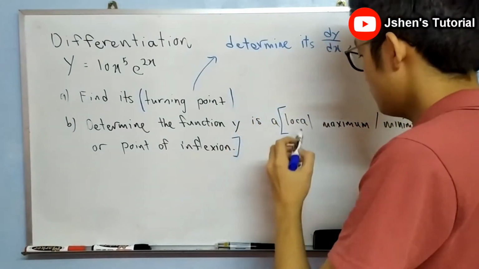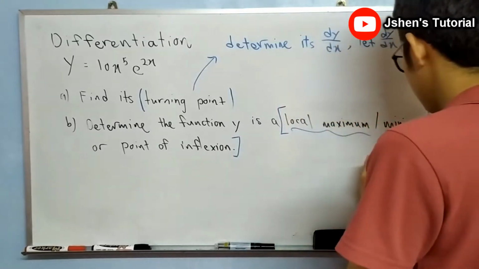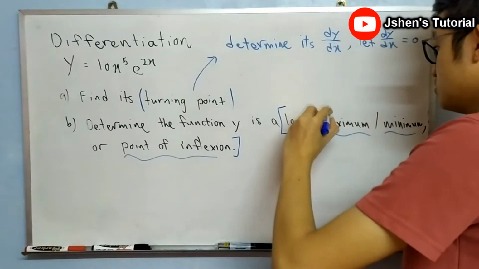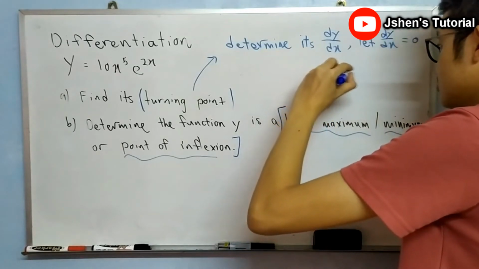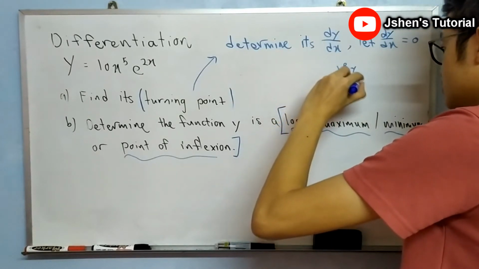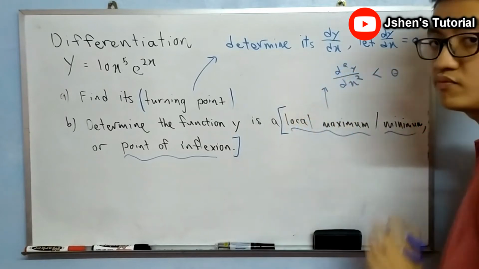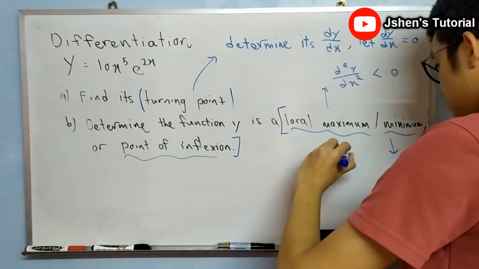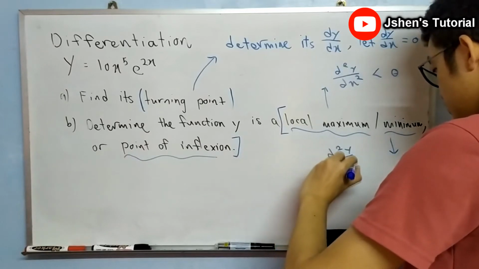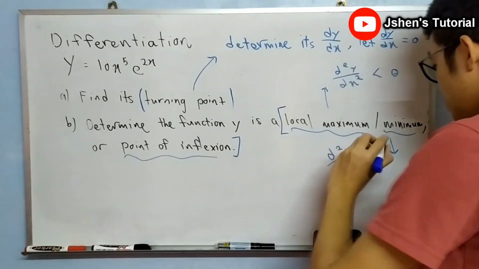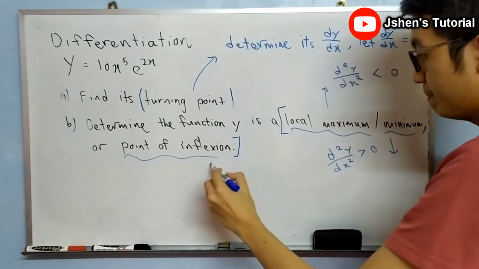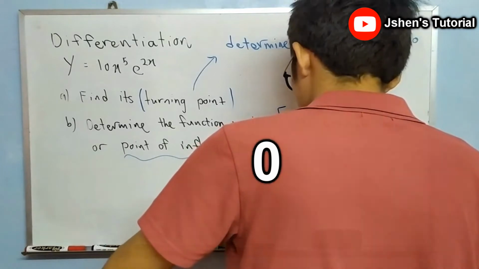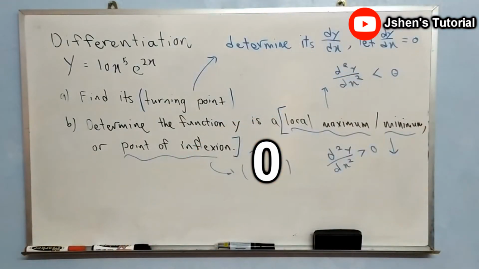So what is a local maximum? A local maximum is when d squared y over dx squared is less than 0. While a minimum is the other way around, it is greater than 0. While for a point of inflection, it will obtain exactly 0 value.